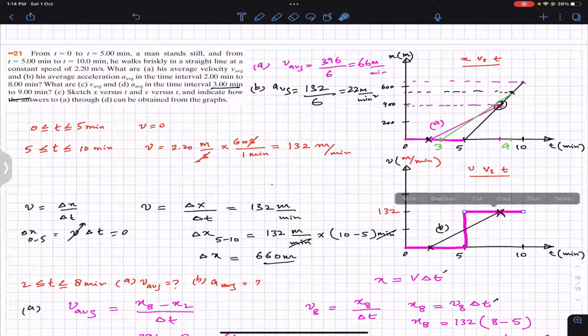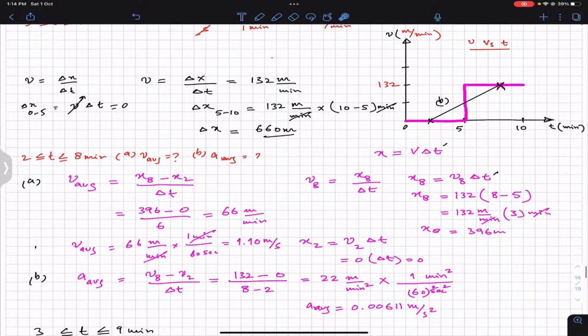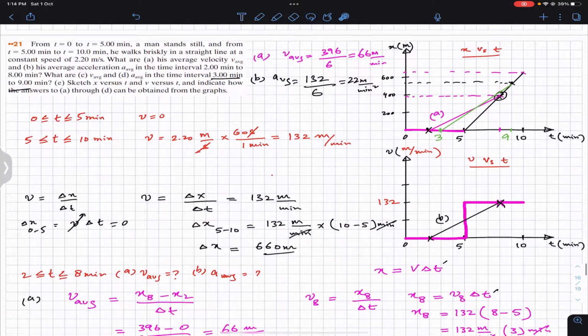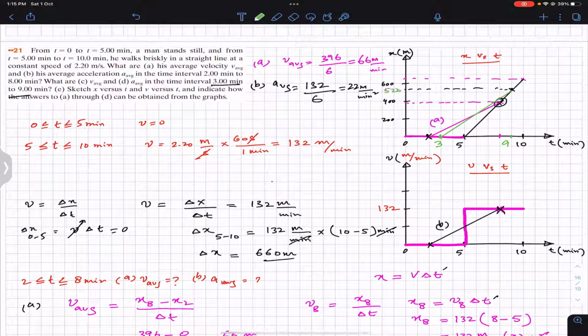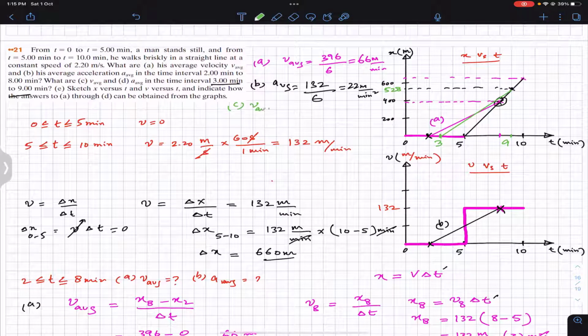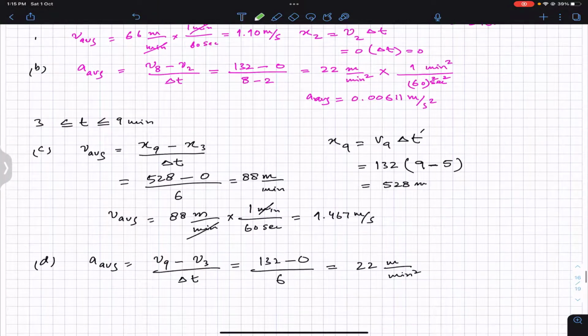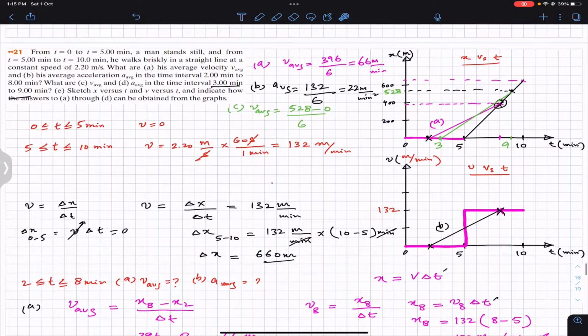Now we know that at t equals 9 the x value is 528. We have determined this value, so on the graph this particular point is 528. So for part C, the rise is 528 minus 0. So this is v average, 528 minus 0 divided by the run. The run is 9 minus 3, which is 6. So we get the same answer: 528 divided by 6 gives us 88. So for C, this is 88 meter per minute, and from the graph we get 88 meter per minute.